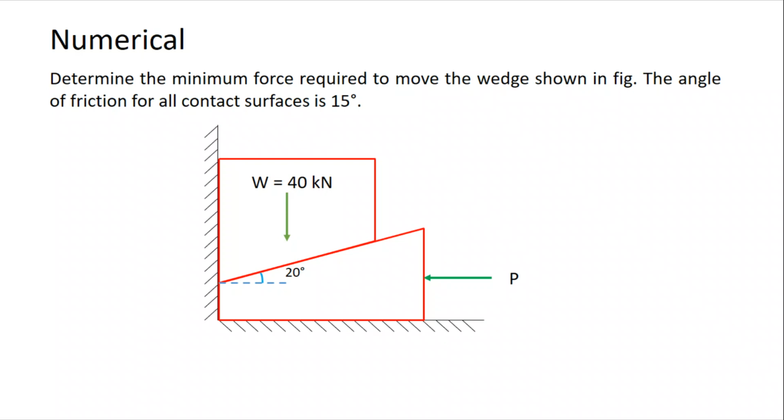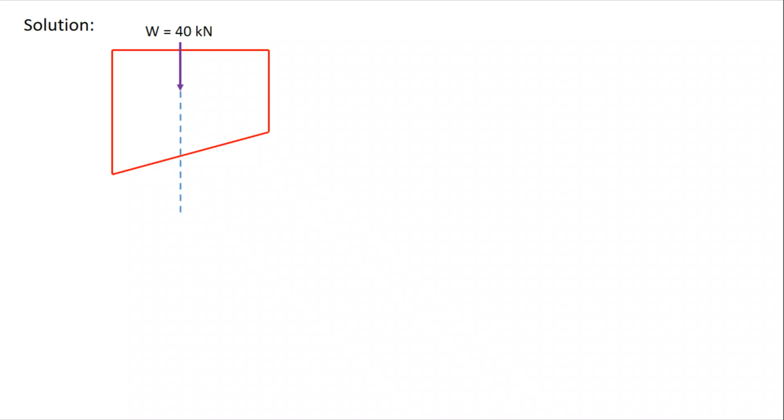So we will solve it step by step. First step is to analyze the wedge problem. Draw a separate free body diagram of each component, like block or wedge. First we consider the block and draw the free body diagram, that is, the forces acting on that. So draw the block first. It has the weight W, 40 kilonewton, which is acting downward, and draw the line of action of the force.